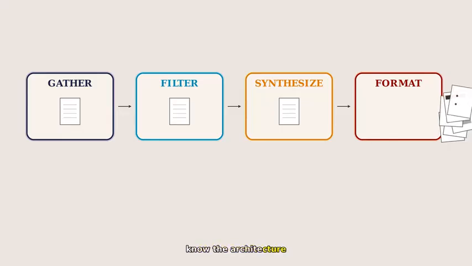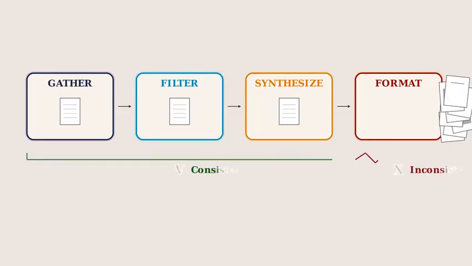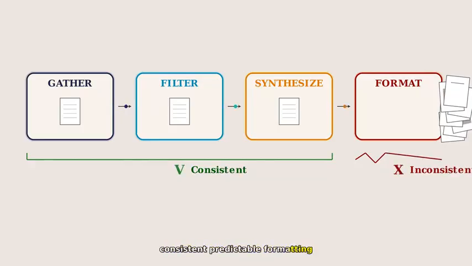Now you know the architecture, but knowing that stages should have clear I/O contracts is one thing. Knowing how to actually prompt for consistent, predictable formatting across those stages is quite another. This is one of the most practically tricky parts of pipeline engineering.